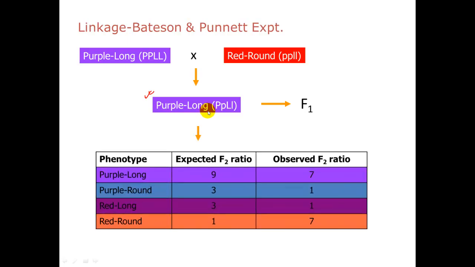So in the F2, what happens? They got the four phenotypes like purple long, purple round, red long, and red round, and they were expecting the Mendelian ratio, that is 9:3:3:1. But to their surprise, they could not get that ratio. Instead of that, they found that the parental combinations were far more. So purple long was more, so was the red round, and the number of recombinants was very less. So that was the observation Bateson and Punnett found while doing the experiment with sweet pea.